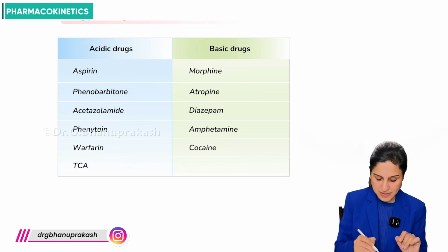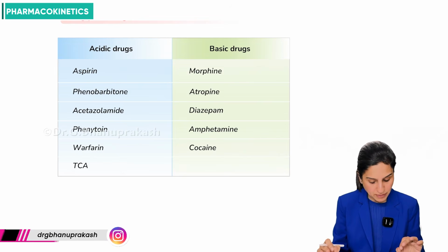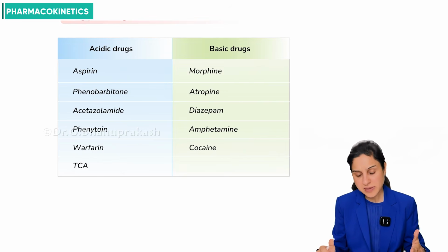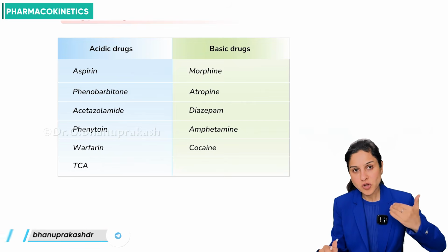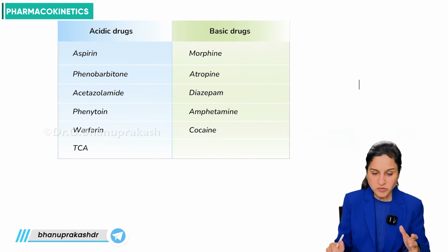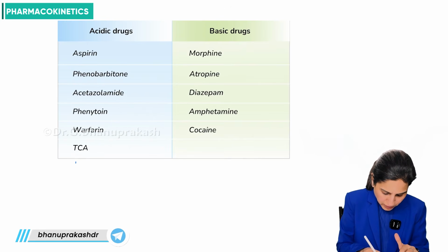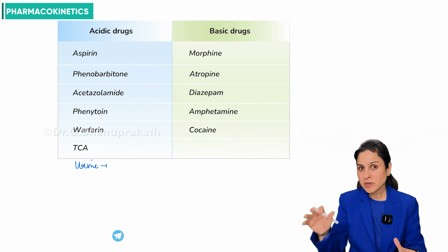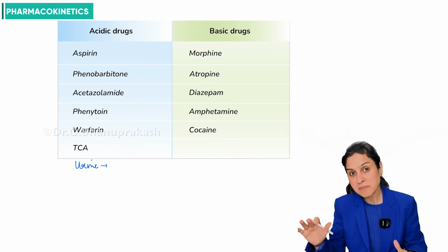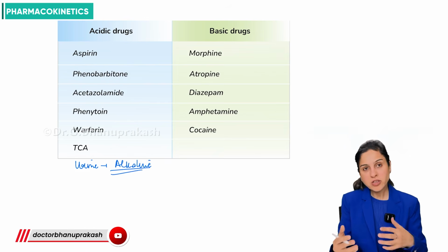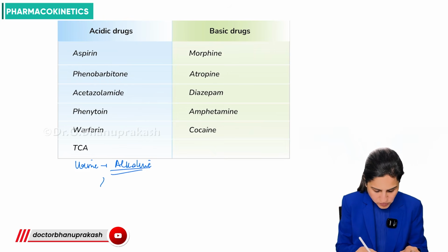So when weakly acidic drugs like aspirin, phenobarbital, acetazolamide, phenytoin, warfarin, tricyclic antidepressants, whenever there is overdose toxicity with this, how can you remove this drug? That is when they're excreted into the urine. What you do, you make the urine, because they're acidic, so remember the rule, they will be excreted in the basic media. So you make the urine more alkaline, right? So how can you make the urine more alkaline? With the help of sodium bicarbonate.